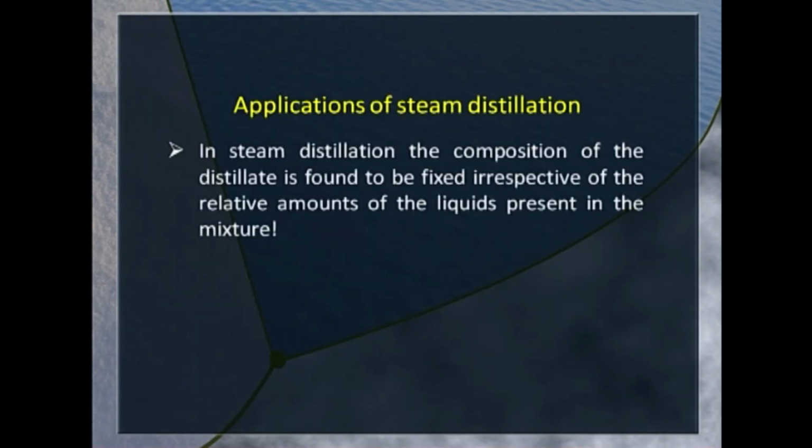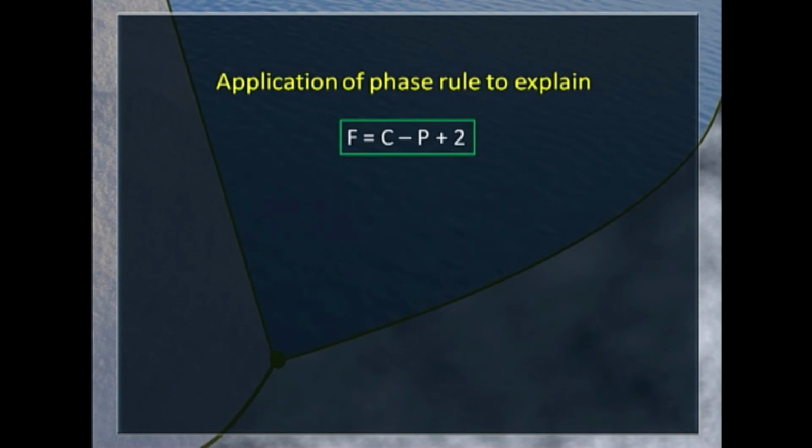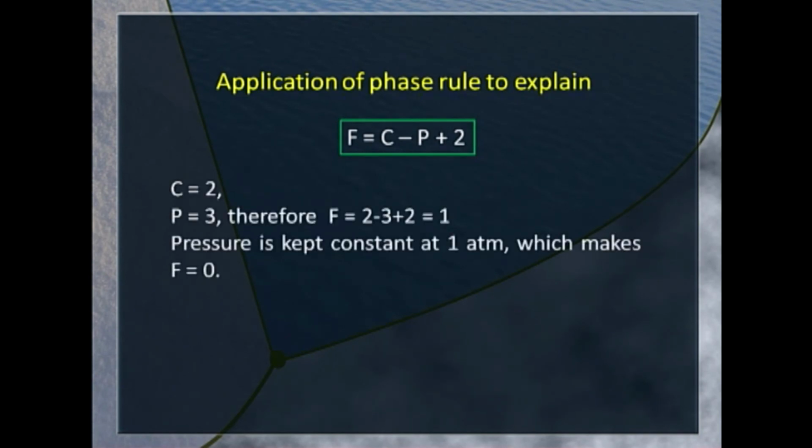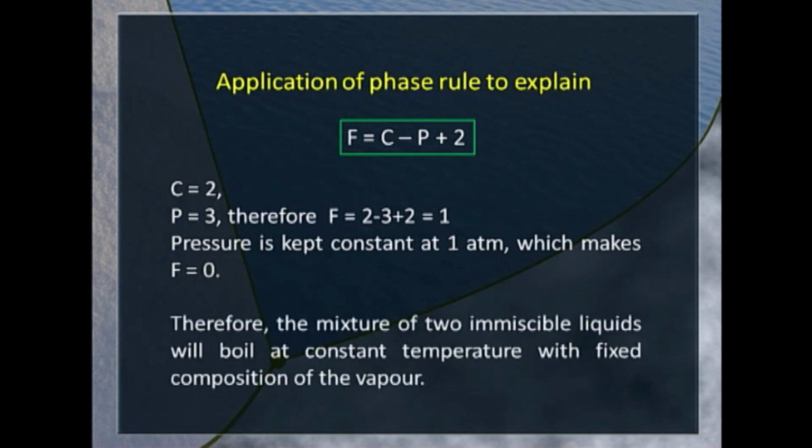It is found that in steam distillation, the composition of the distillate is fixed irrespective of the relative amounts of the liquids present in the mixture. And to explain this, we can use phase rule equation. F is equal to C minus P plus 2, and if we substitute the value of C as 2, P as 3, we get F is equal to 1. But we already have kept pressure constant at 1 atmosphere, which means that the system becomes invariant. The degrees of freedom F becomes 0. Therefore, the mixture of the two immiscible liquids will boil at constant temperature with fixed composition of the vapor. That means the distillate will have a fixed composition.